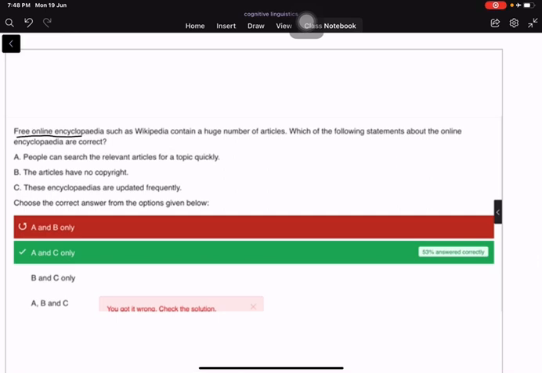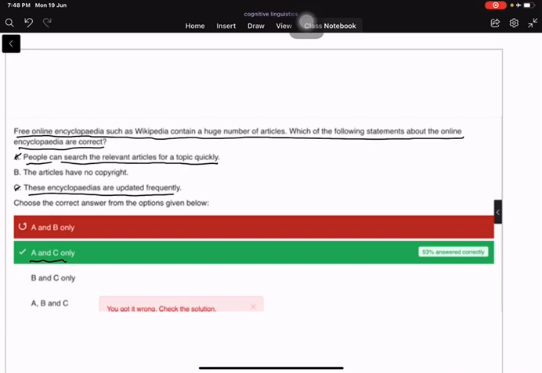Now, free online encyclopedias such as Wikipedia contain a huge number of articles. Which of the following statements about the online encyclopedia are correct? So, A and C only. People can search the relevant articles for a topic quickly, and these encyclopedias are updated frequently. It is incorrect to say about Wikipedia that the articles have no copyright.